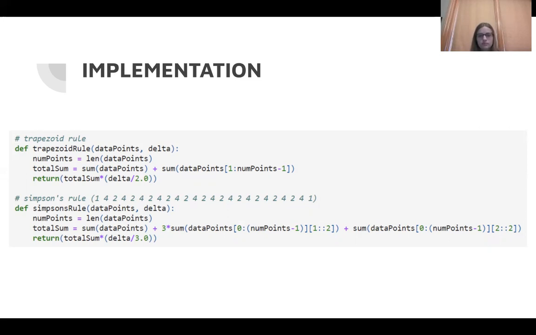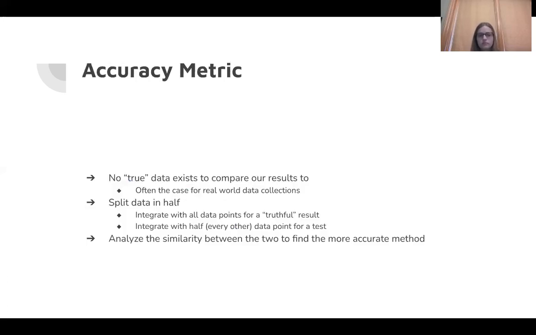As we got into trying to analyze the accuracy, we split the data in half over the course of the day. We used a delta of 2. But it just goes through here and sums up all the points according to the rules as given, the sums and the methods as we discussed earlier.